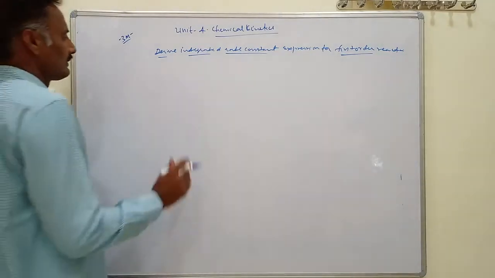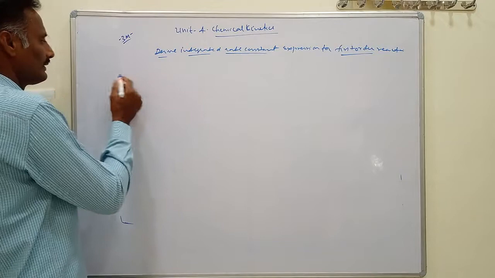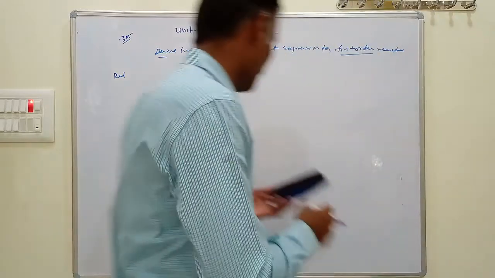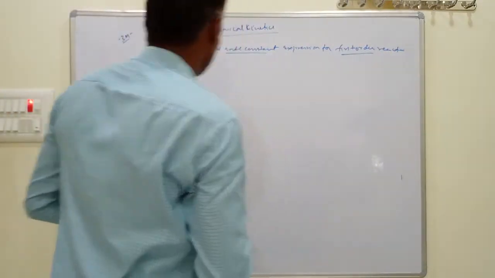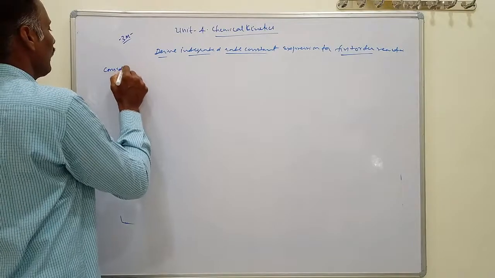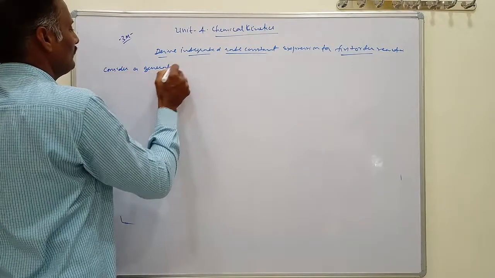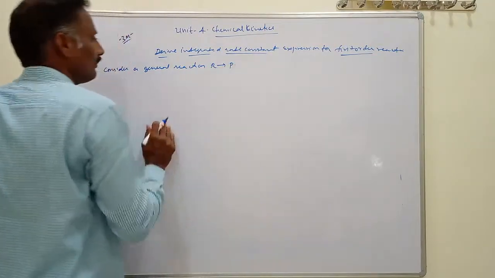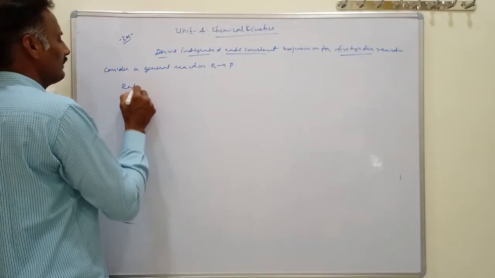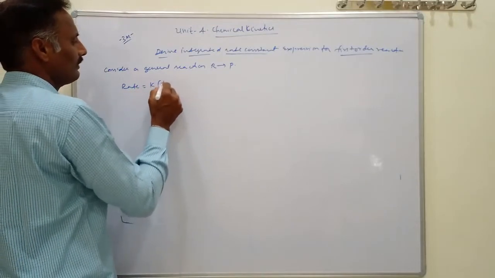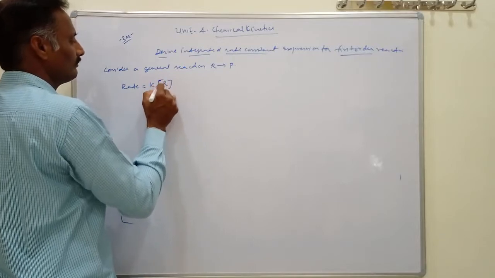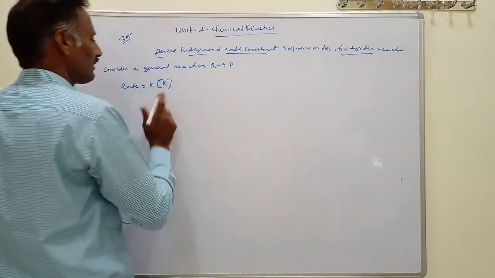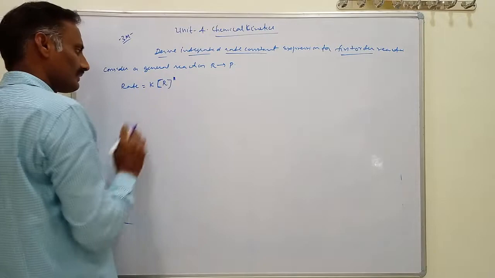Okay, then how to derive this? Consider a general reaction, R gives products. When R gives products, the rate can be written as rate equal to K into concentration of R. What is the order here? First order. First order means the power is 1. If the power is 1, that is called first order.